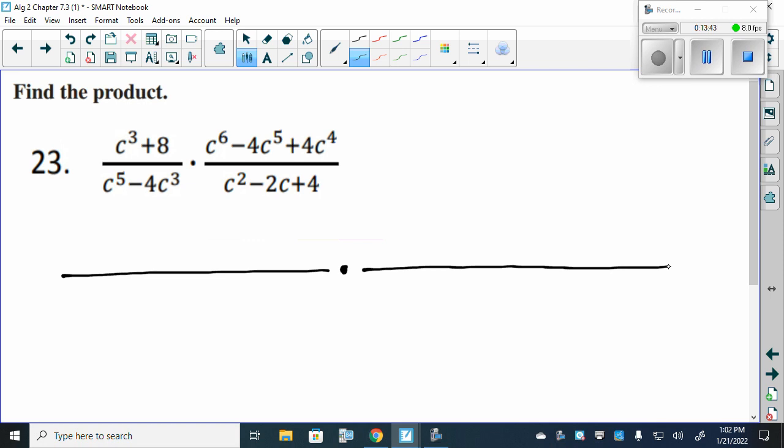Once we get that. So when we look at this here, we want to factor these down. Now, when we see c to the third plus 8, hopefully this will be a sum of perfect cubes. If we take the cube root of c cubed, we would just get c. The cube root of 8 is 2. So that tells us that this is a sum of perfect cubes.